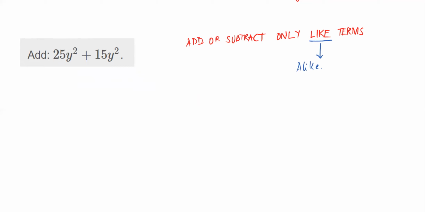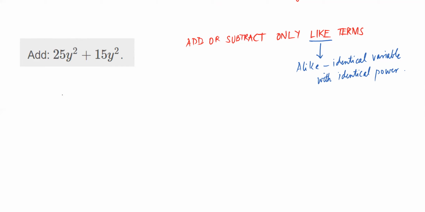Alike means identical variable. It's all about the variable. We don't worry about the number attached in front of the variable. It's the identical variable with identical power, or exponent, that's another word for power. If they are matching, if they look alike, then we simply add the coefficients. Coefficient is the number that comes in front of the variable. So 25 is the coefficient here, 15 is the coefficient here.